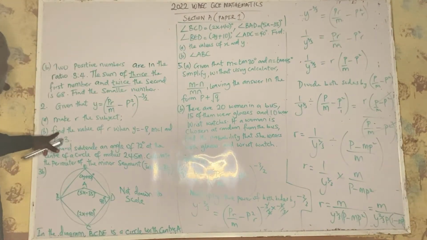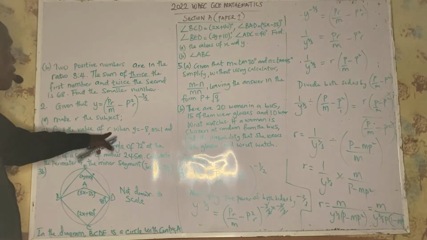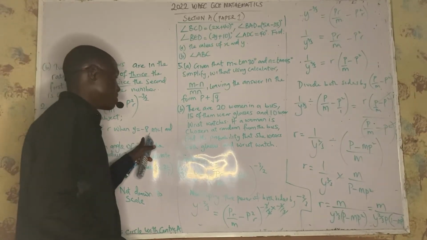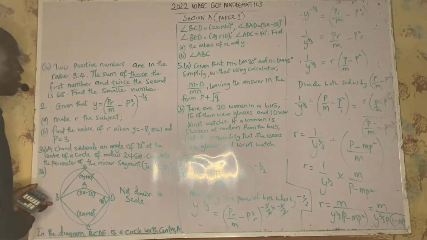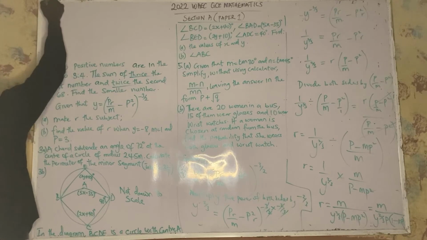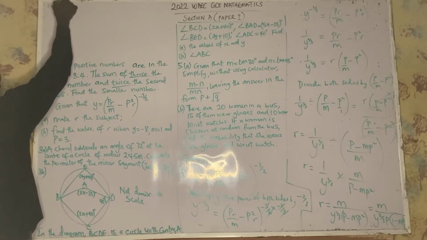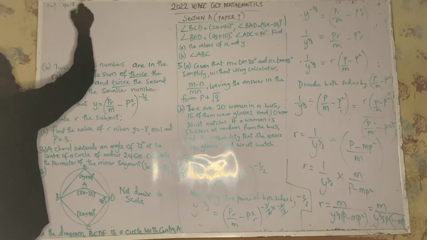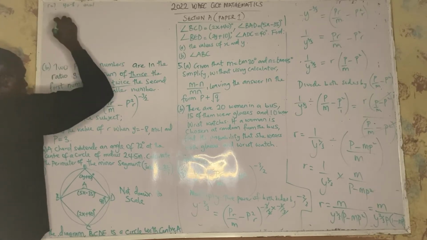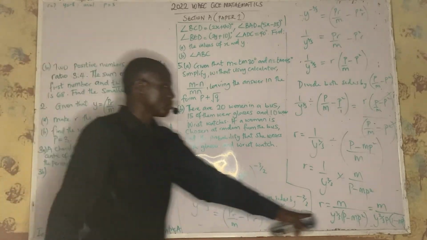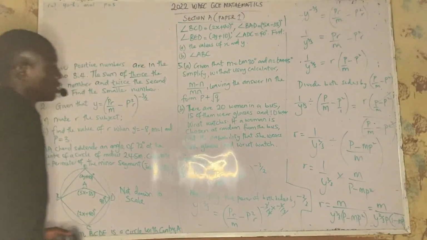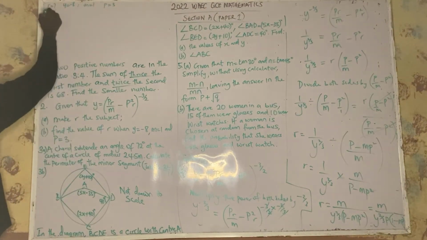Now with this now we are asked to find the value of r when y is equal to minus 8, m is equal to 1, and p is equal to 3. Now find r when y is equal to minus 8, m is equal to 1, and p is equal to 3. Now we have to use this expression now to calculate your r. So r will now be equal to m over y to the power 2 over 3, p, open bracket 1 minus mp.